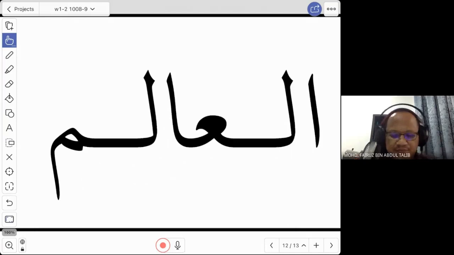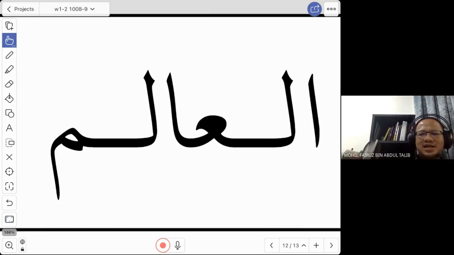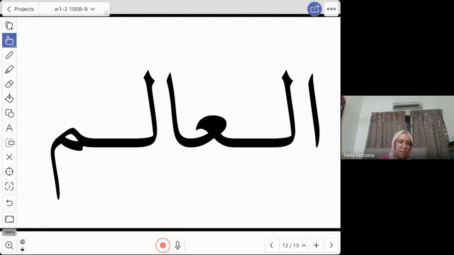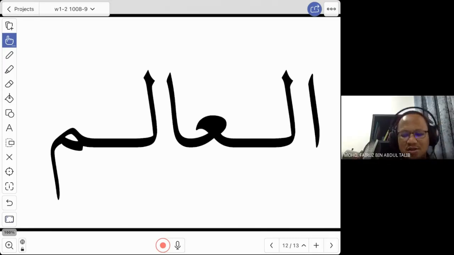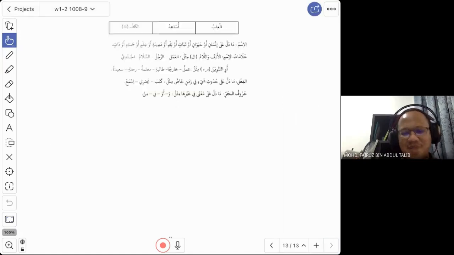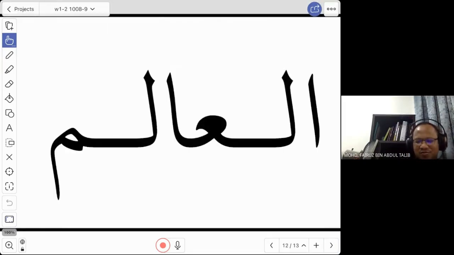So this one. Can anybody read this one? I just want you to try to read this one without any vowel. Can you guess, by looking at some clue? Of course, alif lam you already know, right? Al-Alim. Okay, Haifa tried. Good. So Haifa said Al-Alim. Yes, you have that word, Al-Alim. Who would like to try? Other than Al-Alim, what else can you read this word? Abdul Rahman. Okay. What about this word, other than Al-Alim?